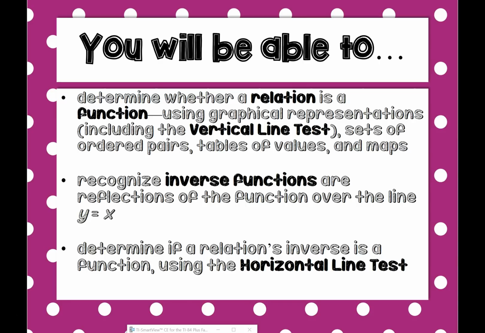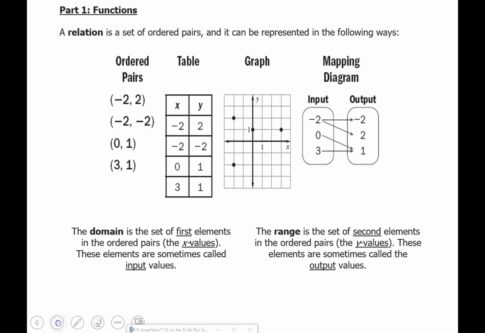Once we get comfortable with functions, we are going to talk a little bit about inverse functions. Specifically, we are going to be looking at how they are a reflection over the line y is equal to x, and we are also going to use the horizontal line test so we can tell if an original relation's inverse is a function or not. So let's get started. The first thing that we need to talk about is relations themselves.